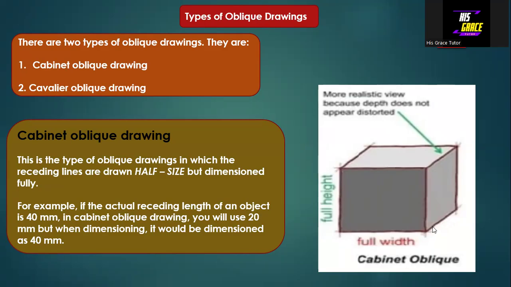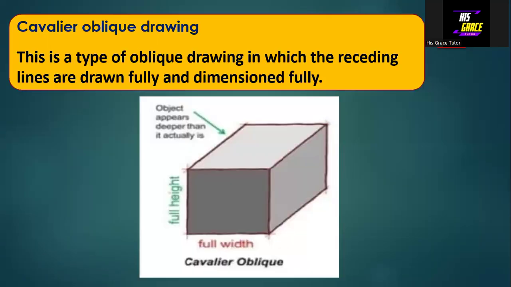But if you remember what we just said about the receding line, this line here is a receding line, this line is a receding line, and this line is a receding line. So when you are to draw these lines, you make them half size. So draw it half size. We should talk about that when we proceed to the other slides that we have in this lesson.